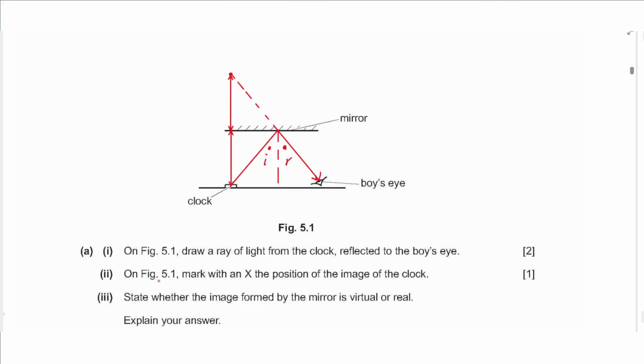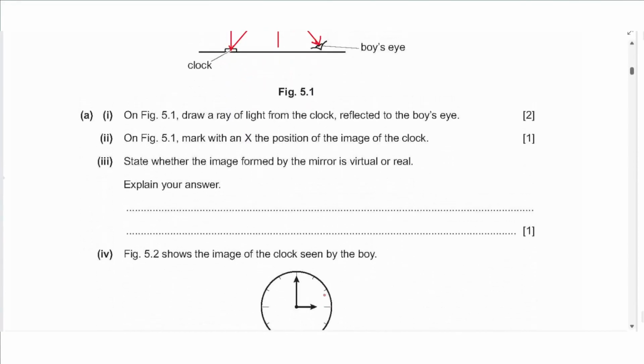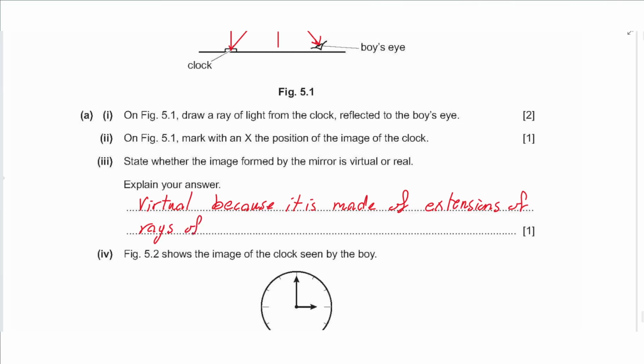Part two says on figure 5.1, mark with an X the position of the image of the clock. So this is the image. State whether the image formed by the mirror is virtual or real and explain your answer. So the image in a plane mirror is always virtual because it is made of extensions of rays of light, not of the real rays of light.